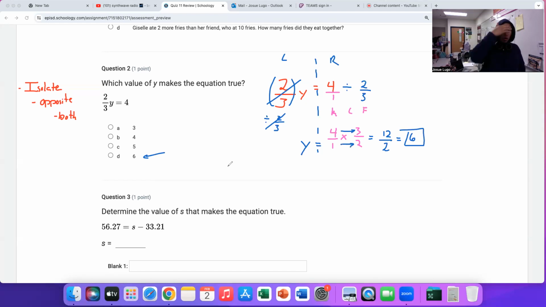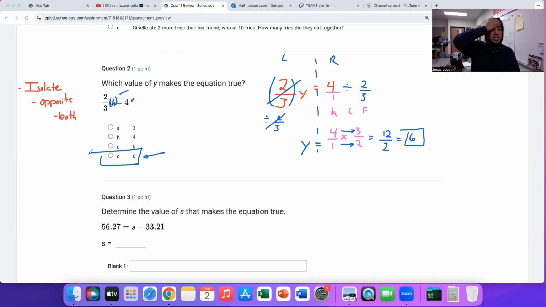You can be. You can always check your answer, ladies and gentlemen, by substituting the variable with that actual number. In this case, the number 6, and you can work it out. 6 times 2 is 12. 12 divided by 3 is indeed equal to 4. So yes, it checks out. The answer has to be 6. Y has to be equal to 6.